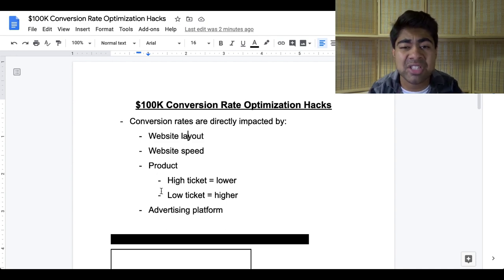Literally, you could have everything else in place, but if your website is not loading fast enough, people will lose interest and they will exit out. And especially if you're dropshipping, you have to understand, whatever product you are selling, it's not really that hard to find somewhere else on somebody else's website.